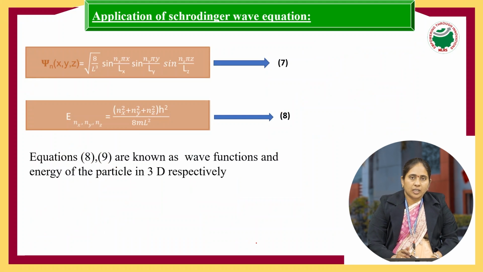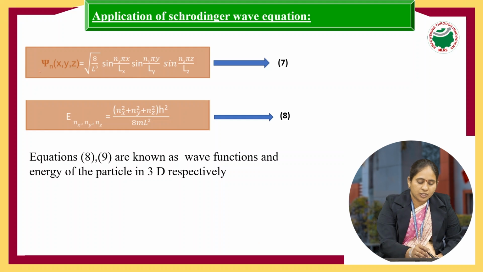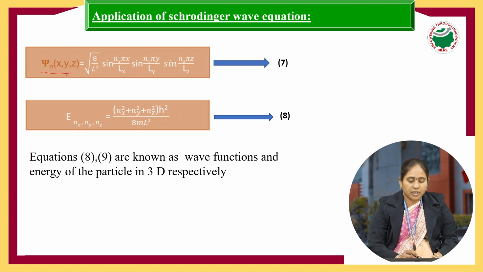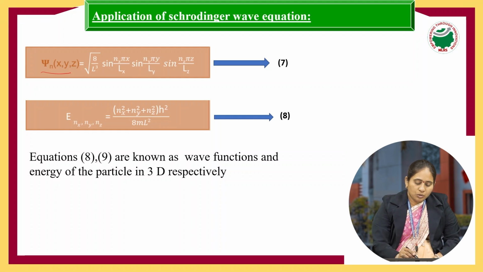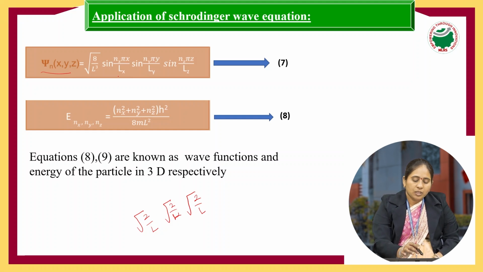If you extend this from one dimension to three dimensions, the wave function is a function of x, y, z, because the particle is moving along the x, y, z directions. So root 2 by L in the x direction, root 2 by L in the y direction, and root 2 by L in the z direction. Multiplying these three, you get 2 into 2 into 2, which is 8, and L three times, so L cube. Then sin n pi by L into x, sin n pi by L into y, and sin n pi by L into z.